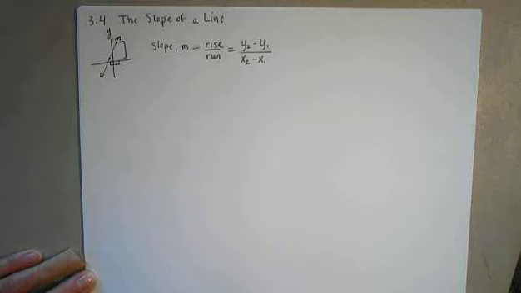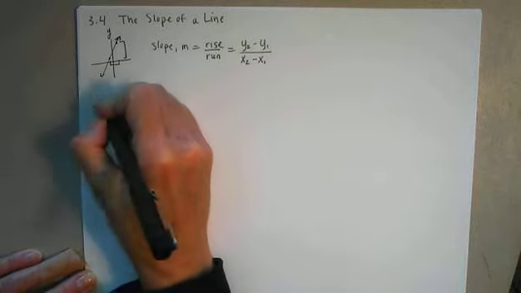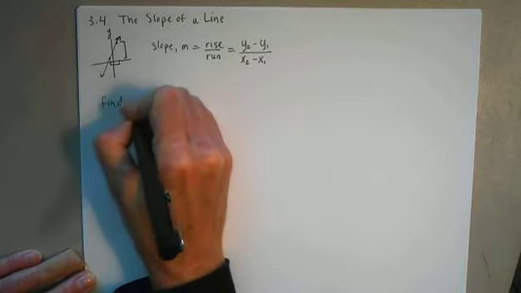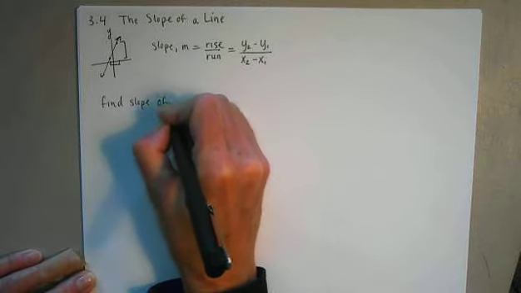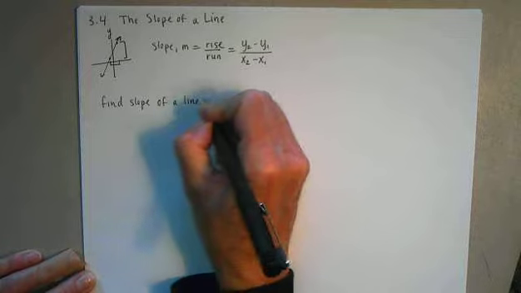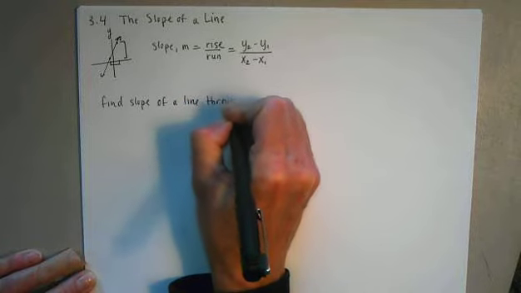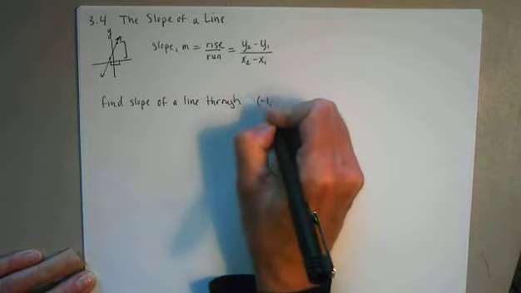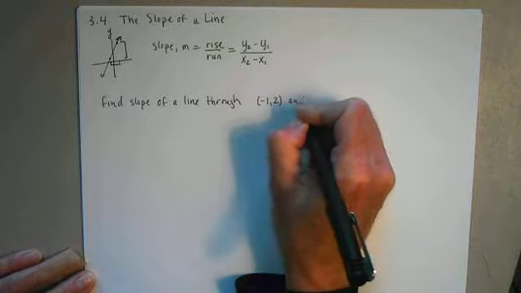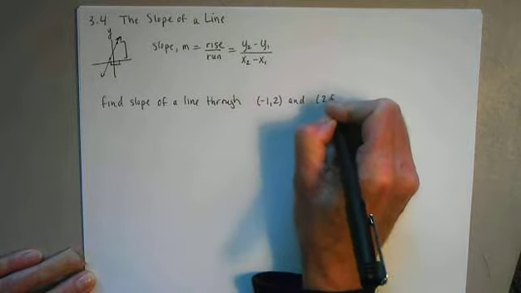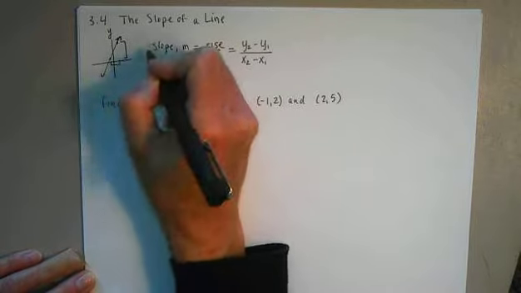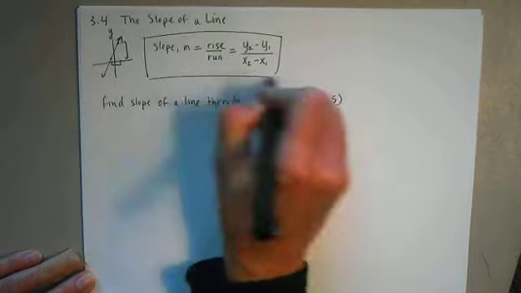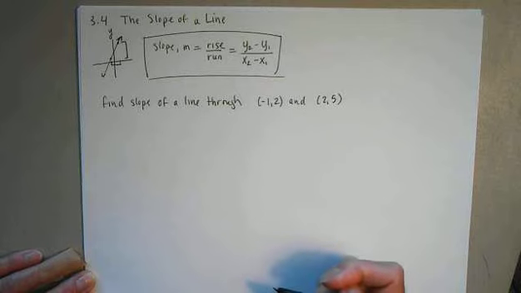So here's what you have to do. The homework says simply to find the slope, and the first thing they do is give you 2 points. So find the slope of a line through, and they just give you 2 random points: -1, 2, and 2, 5. So all we have to do, and this is a definite memorize, absolutely know that formula. The slope formula will haunt you. You've got to have it down solid.